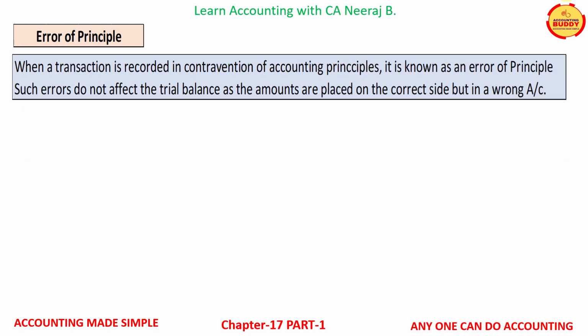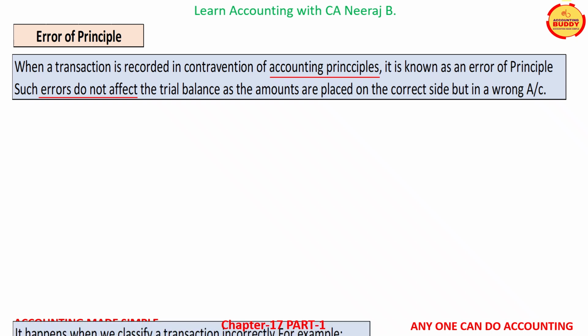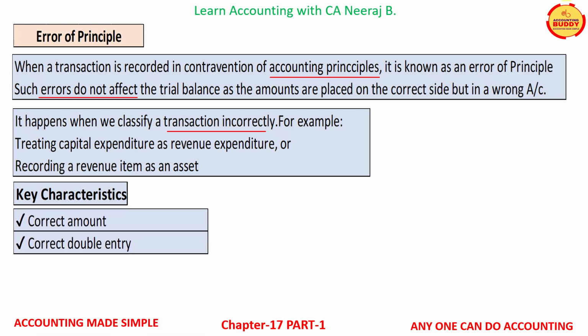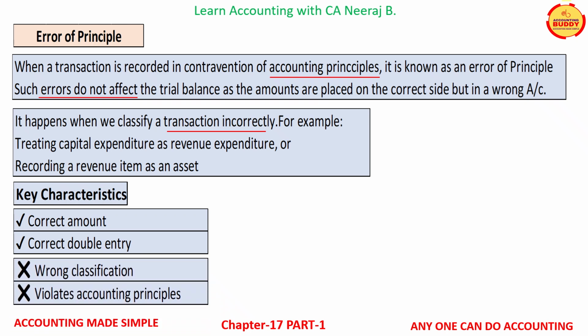In this slide, let us learn about the error of principle. When a transaction is recorded in contravention of accounting principles, it is known as error of principle. Such errors do not affect the trial balance as the amounts are placed on the correct side of an account but in the wrong account. It happens when we classify a transaction incorrectly. For example, treating capital expenditure as revenue expenditure or recording a revenue item as an asset. The key characteristics of errors of principle are correct amount and correct double entry is recorded. However, the account classification is wrong and there might be an accounting principle violation.